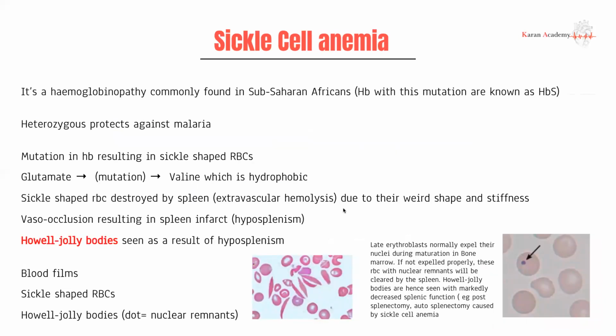Next, we have sickle cell anemia. Now, this is an issue with hemoglobin, typically found in sub-Saharan Africans. The mutation results in the production of a hemoglobin called HbS. Now, its heterozygous form protects against malaria. So we'll talk about why this is the case. Normally, one of the amino acids in the polypeptide chain of hemoglobin is glutamate, which undergoes a mutation with sickle cell anemia to valine. So glutamate to valine is the mutation we see, and valine is hydrophobic.